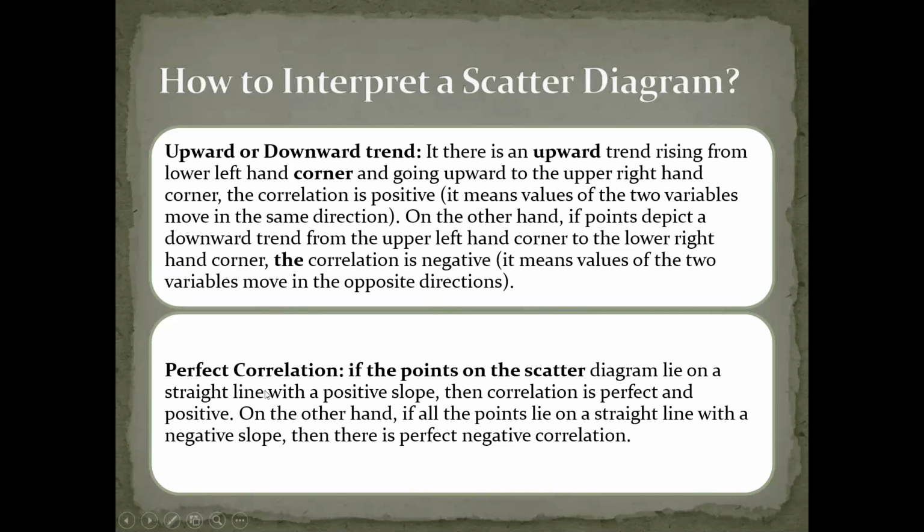यानी कि perfect correlation कब exist करता है? जब जो points हैं scatter diagram में, they lie on a straight line. Positive slope होगा तो there is a perfect positive correlation, और अगर negative slope होगा और the points are lying on a straight line, then there is a perfect negative correlation.